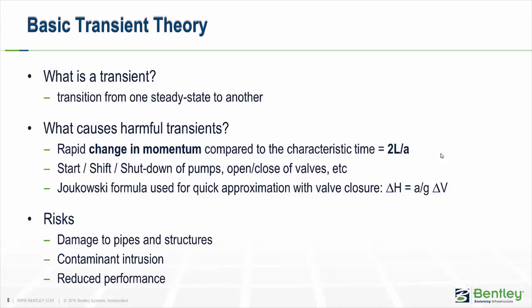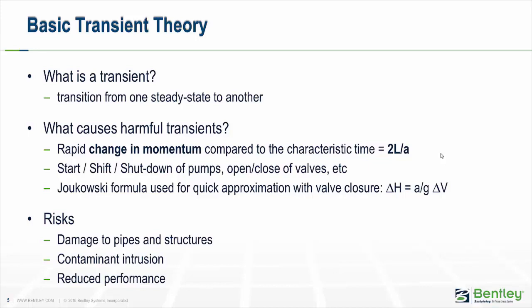In reality, when you have a transition between those steady state periods, there are some fluctuations that can happen, and sometimes they can be harmful. So what causes a harmful transient? Anytime you have a rapid change in momentum compared to something called a characteristic time, which is equal to 2 times the length of your system divided by the wave speed. So it's how long a wave takes to get from one end of the system and back.